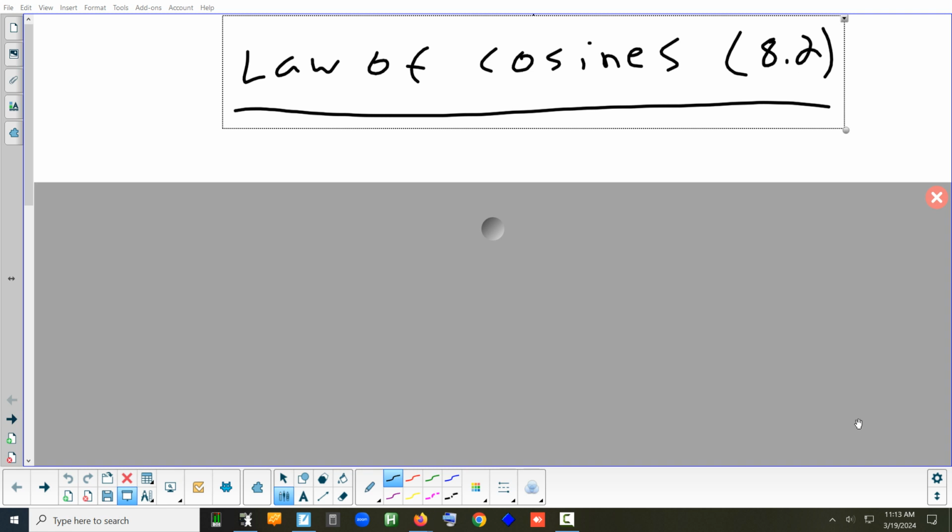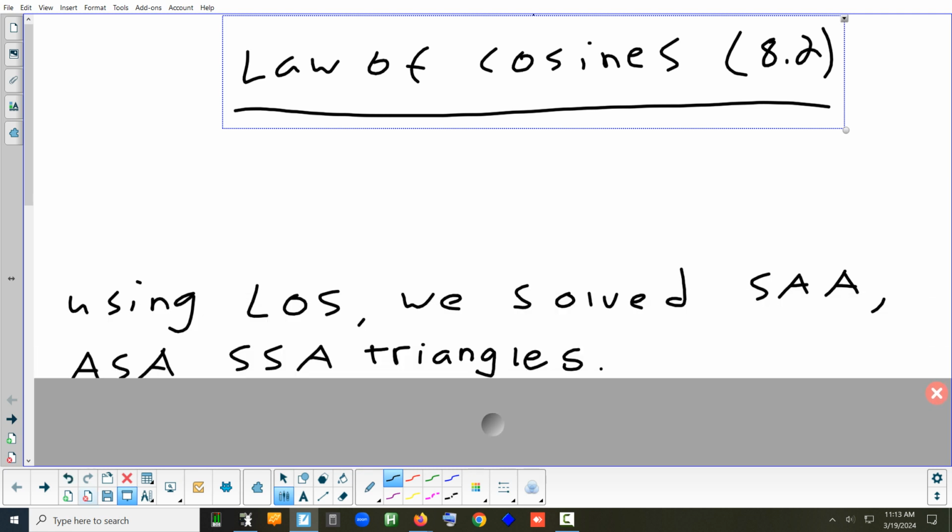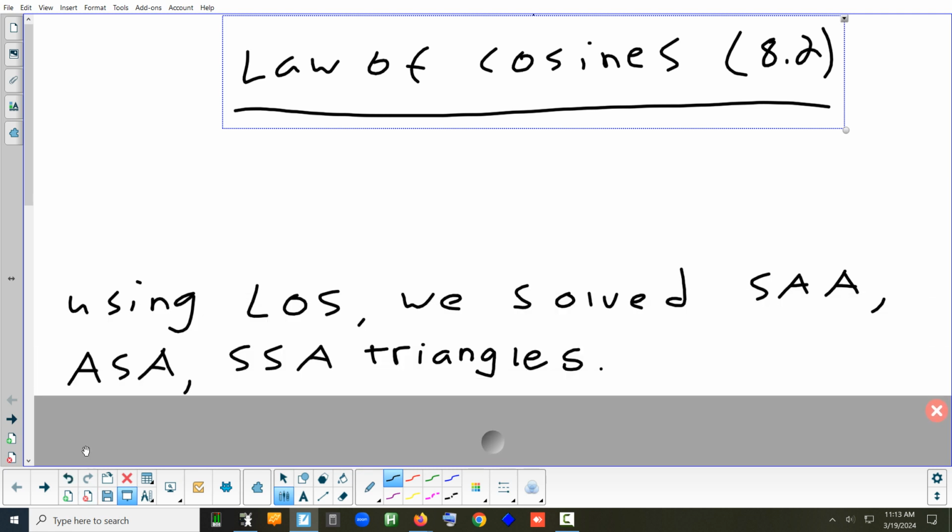All right, so the last law we're going to look at for solving triangles is the law of cosines. When we did law of sines, LOS, we solved these three types: angle, side, angle, and side, side, angle. That was the end of last week. Side, side, angle was the one we did yesterday. Remember, with side, side, angle, you can get 0, 1, or 2 solutions.